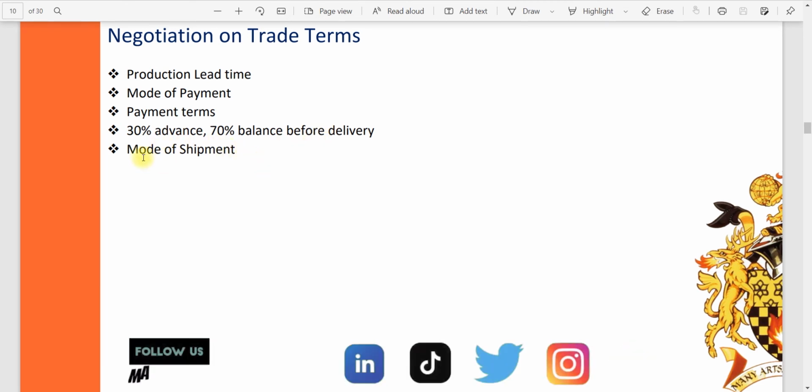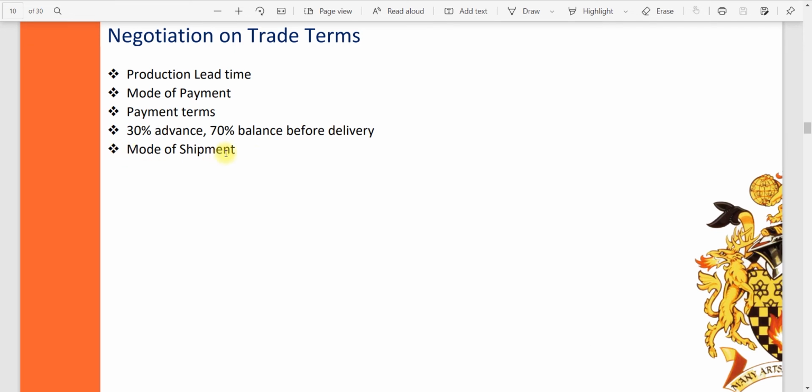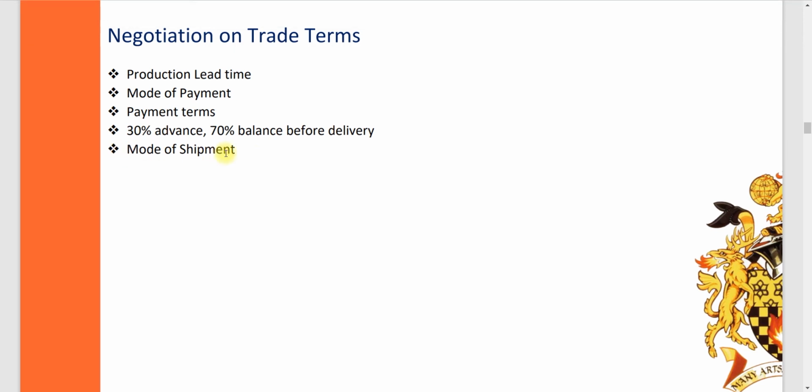Mode of shipment, what kind of shipment you will be choosing, by sea or by air, you will discuss with the supplier as well. For all of the terms and conditions, you will make a list before you talk with the supplier and place the order. You will make a complete list of your terms and conditions, and then you will start negotiating with them.